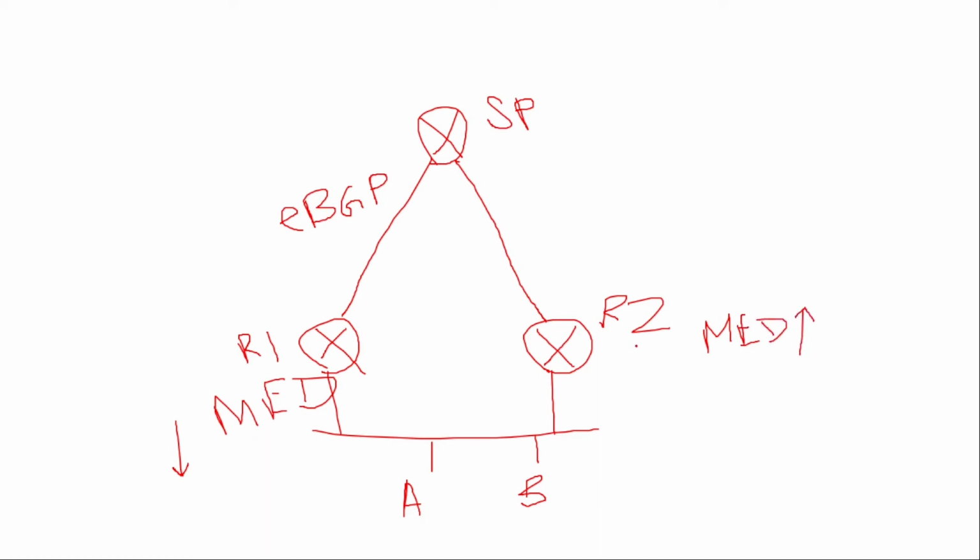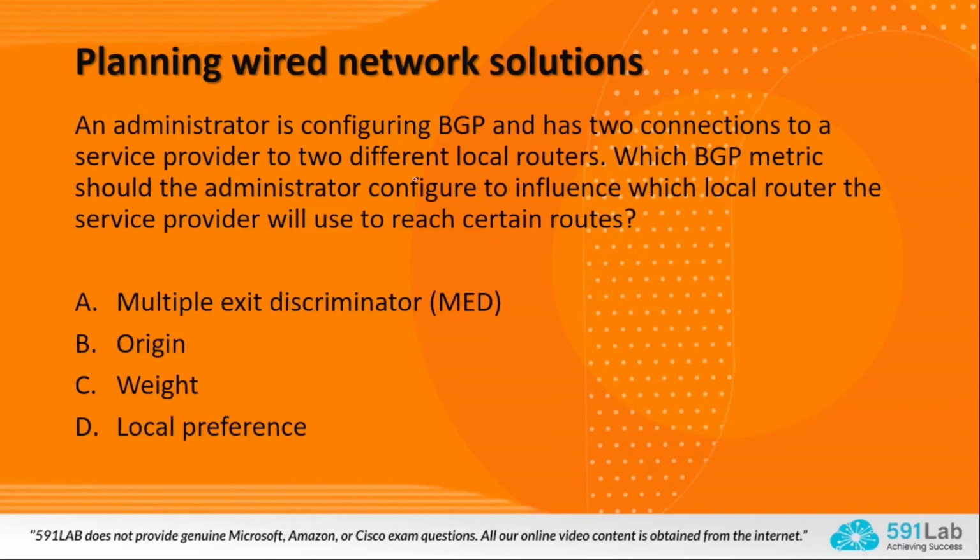So R2 is providing higher MED value for the same subnet. So service provider will prefer the lower MED value. So service provider will prefer R1 to reach subnet A because R1 provides a lower MED value when it advertises subnet A to a service provider. So hope you got the idea now. Let's look at the answers.